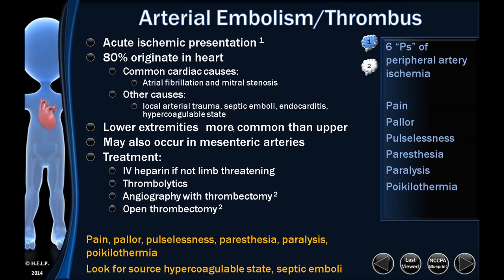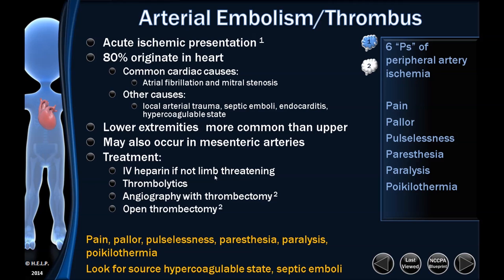There are some other causes. Septic emboli from endocarditis and hypercoagulable states can all lead to these arterial emboli, but these are the most common causes. Lower extremities are more common than the upper extremities, and they can occur in the mesenteric artery. So somebody with atrial fibrillation, the clot breaks off and travels down to the superior mesenteric artery and gives them mesenteric ischemia. The initial treatment for arterial embolism is going to be IV heparin.